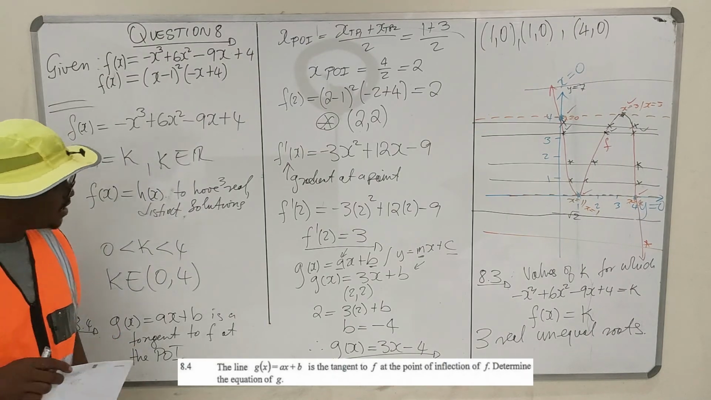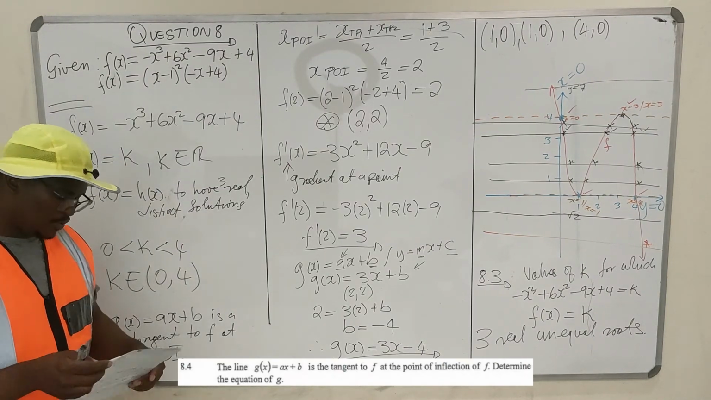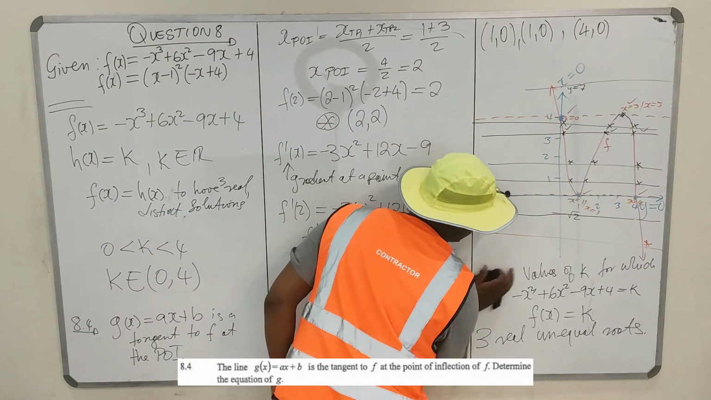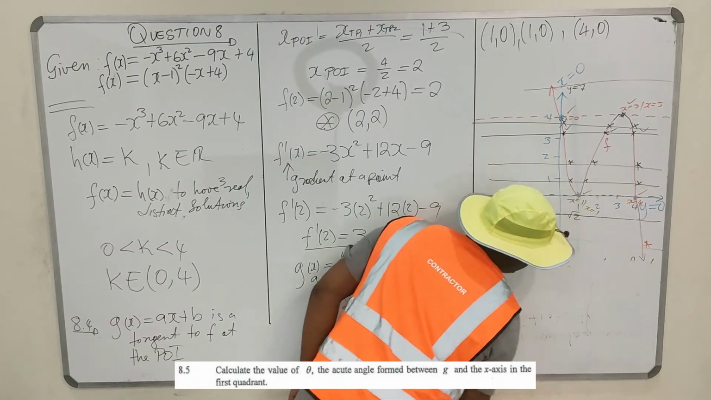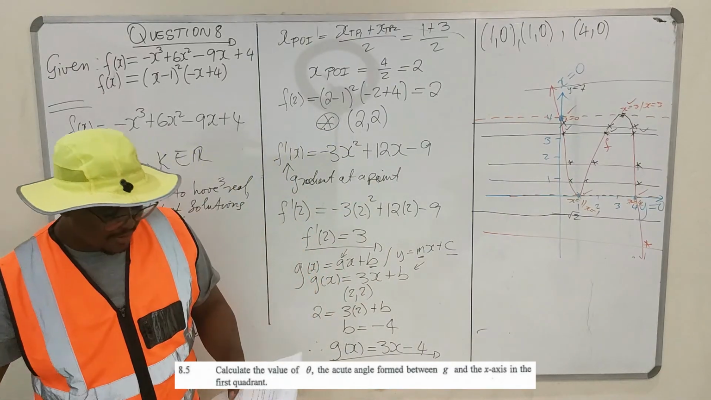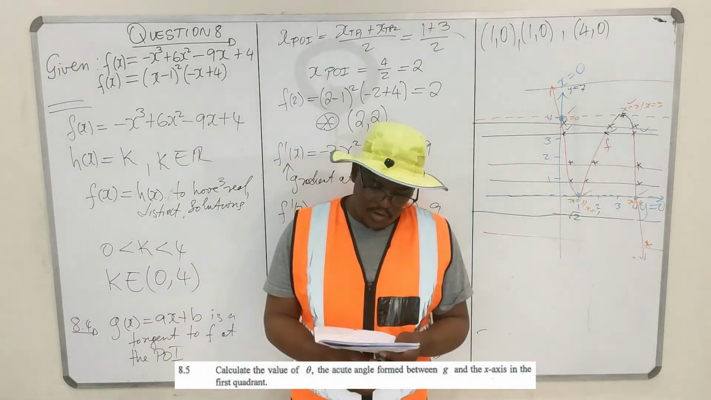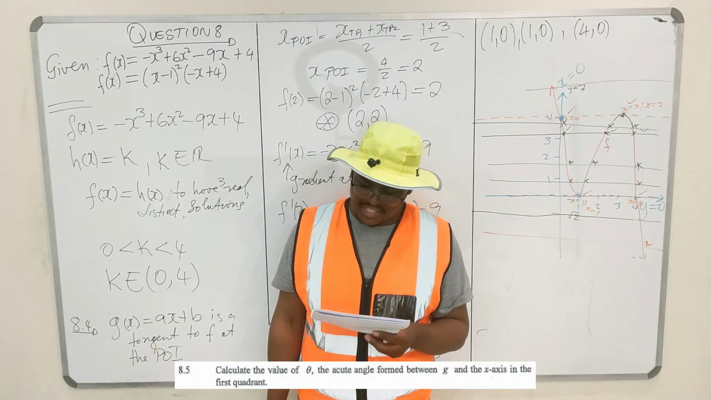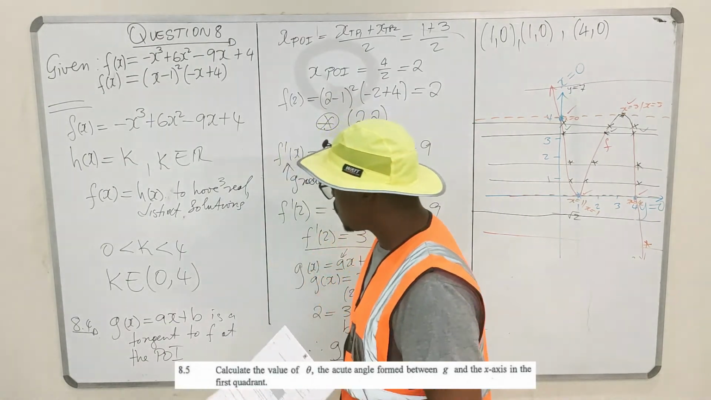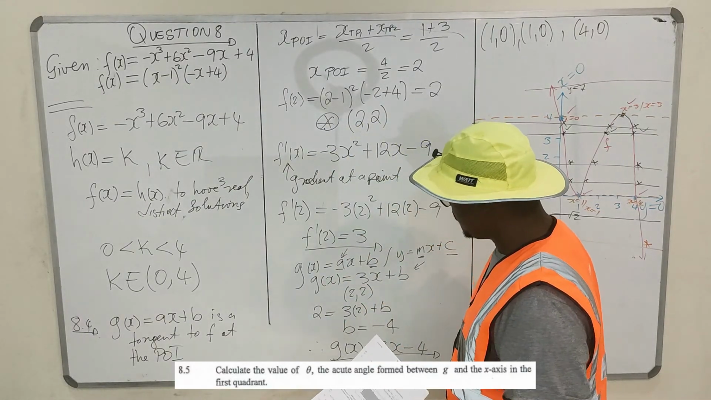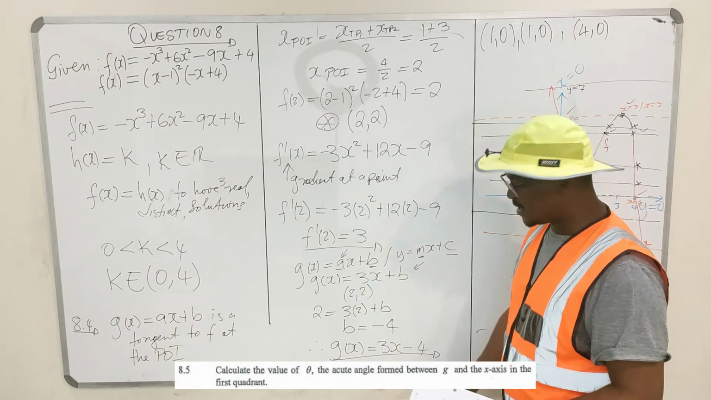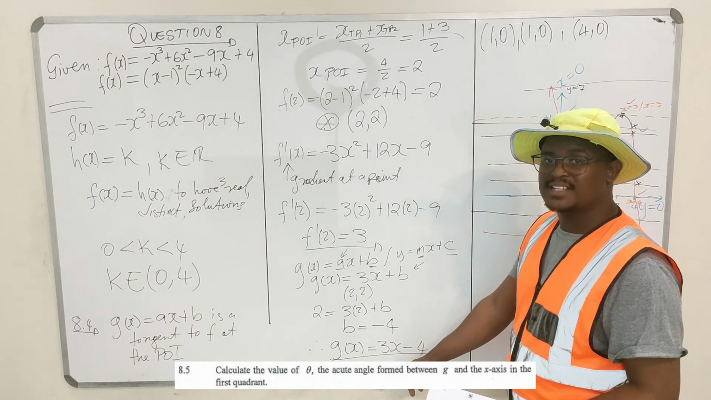So let's move to 8.5. What are they saying at 8.5? They are saying, calculate the value of theta, the acute angle formed by g with the x-axis in the first quadrant. So they want the angle of inclination that this line forms with the x-axis in the first quadrant.